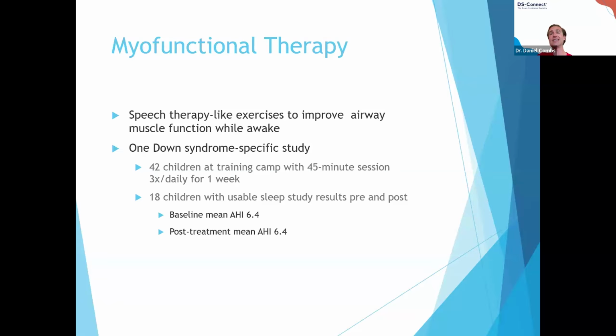There was one study specific to kids with Down syndrome where they actually had them come out to a camp for a week, and I thought this was a super cool study idea. They basically came out to a myofunctional therapy camp, did 45 minutes of this 3 times daily for a week. They had not quite 20 kids with usable sleep studies before and after intervention. AHI is apnea hypopnea index, and this is just the measure of how bad your sleep apnea is. And it unfortunately didn't change at all.